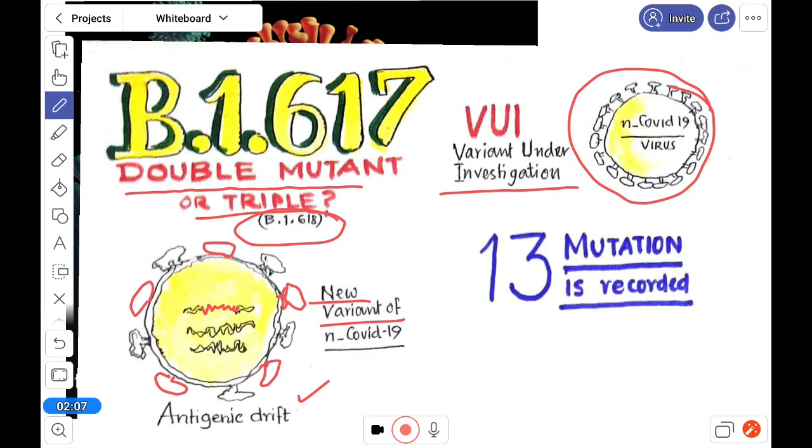Now we are talking about the double mutant or triple mutant coronavirus, but actually this virus, B.1.617, has 13 mutations recorded, not 1, 2 or 3. These are 13 mutations, but we are calling it double or triple. Why so? We can understand that.